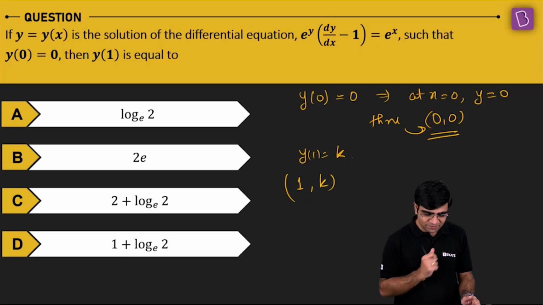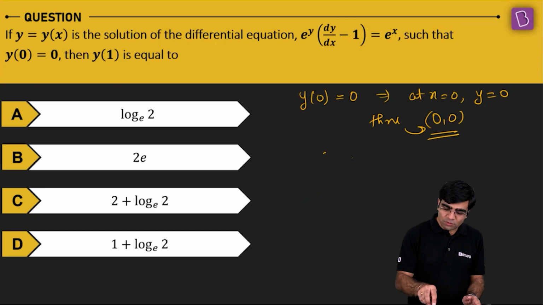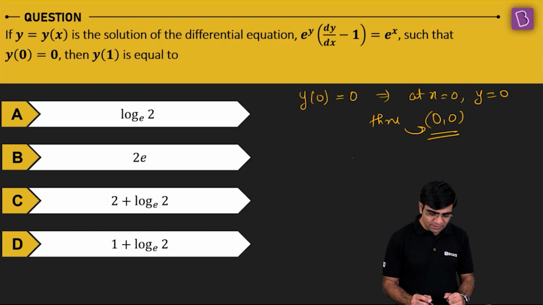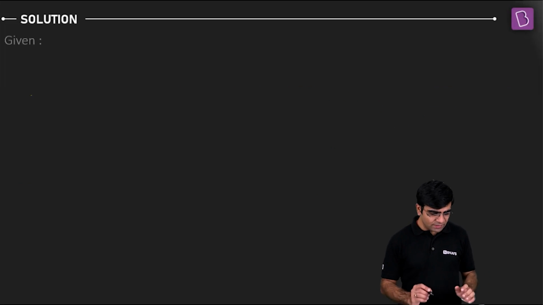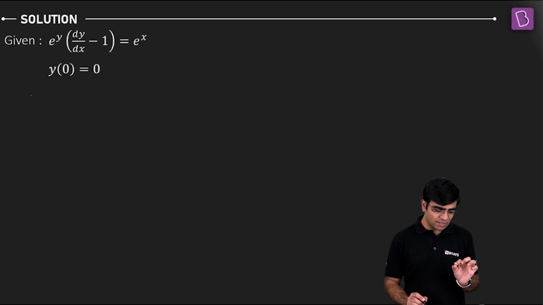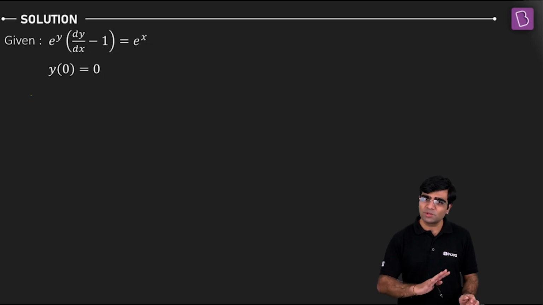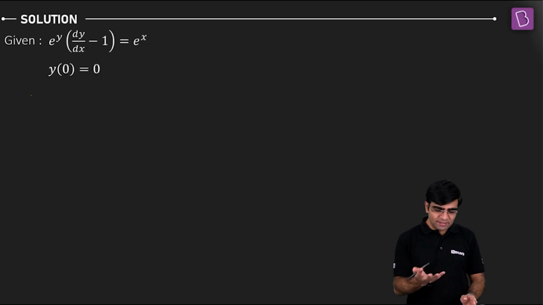Right? Understood? Perfect. Okay, so without any further ado, let's quickly get started with the calculation part. There's nothing else that you have to do. You have to solve the differential equation. There's no way out. So what do I have here with the given information? The given information is e^y (dy/dx minus 1) equal to e^x, and y(0) equal to 0. So y(0) equal to 0 means that it passes through the origin, which I've already sorted. So let's quickly see how it looks.